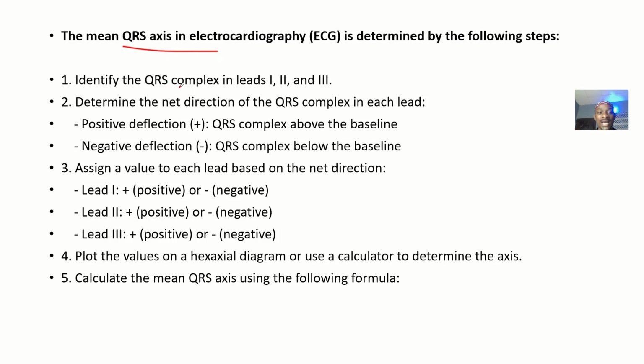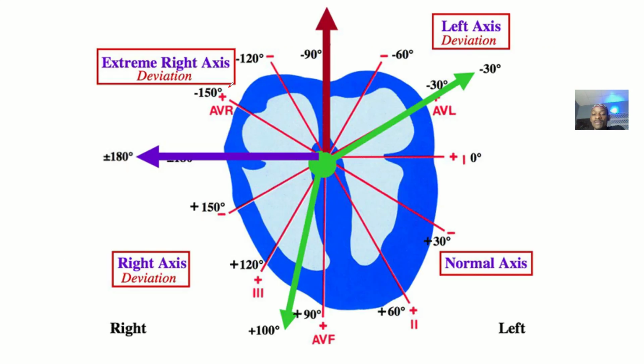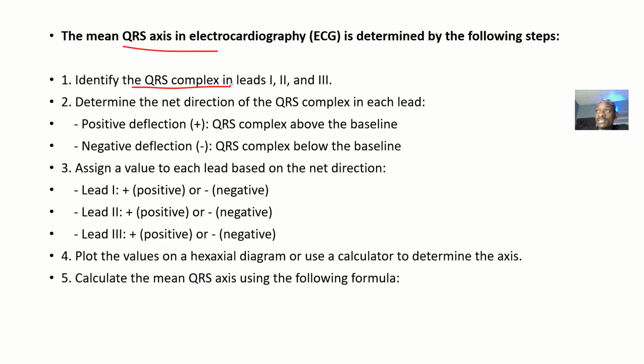All right. So identify the QRS complex in leads 1, 2, 3. That means you basically have the ECG graph paper in your hand. So you identify the QRS complex in lead 1, lead 2, and 3. Next, determine the net direction of the QRS complex in each lead. If it is a positive deflection, that means the QRS complex is above the baseline. If it's a negative deflection, that means the QRS complex is below the baseline.